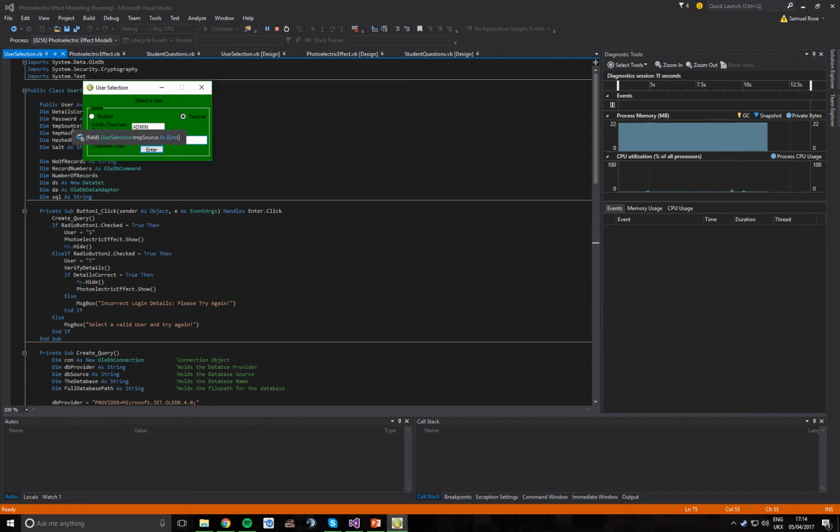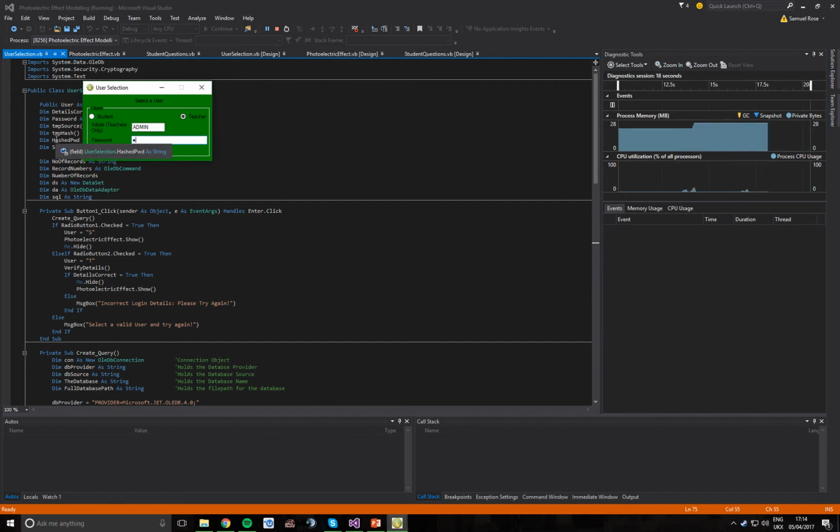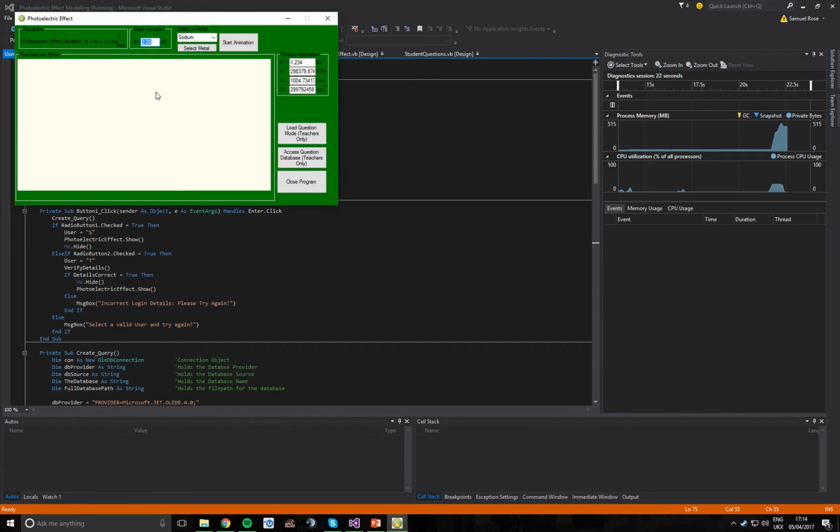No, incorrect. Incorrect login details, please try again. So here you'll notice these two extra buttons here.